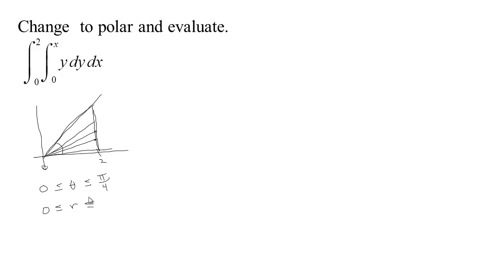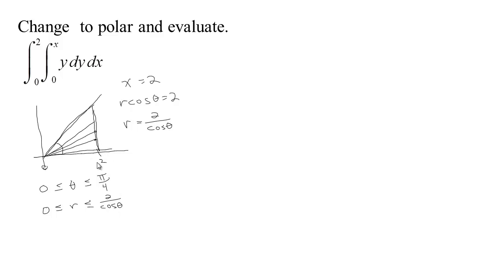So 0 is less than or equal to r. We've got to figure out when r stops. Well, that vertical line is x equals 2, right? And we want to convert that to polar. Well, x is r cosine theta. So saying x is equal to 2 is saying that r cosine theta is equal to 2, which is saying that r is equal to 2 over cosine theta. Now I have r as a function of theta. I know how far r can go before we have to stop. r can go until it's equal to 2 over cosine theta.